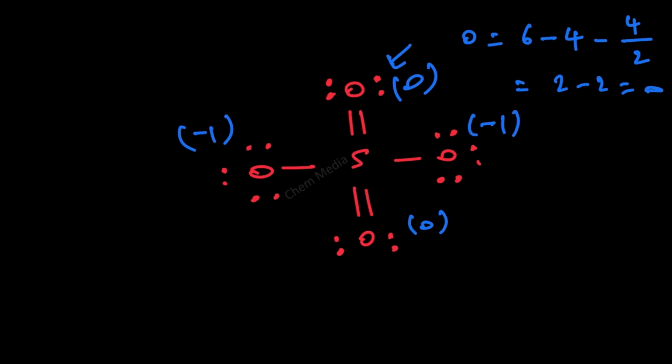And how about sulfur? For sulfur, it would be 6 minus 0 minus, now we have how many bonds? We have 6 bonds, 6 bond pairs, therefore 12 by 2, because each bond pair has 2 electrons, which means 6 minus 6 is equal to 0. So therefore we have 0 formal charge for sulfur. So net charge we are still getting -2, isn't it? So therefore this is the best Lewis structure for SO4 2-.